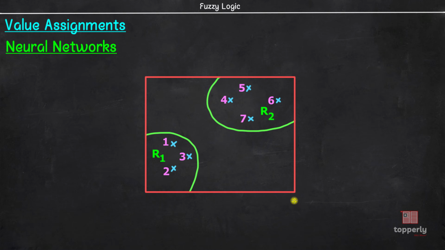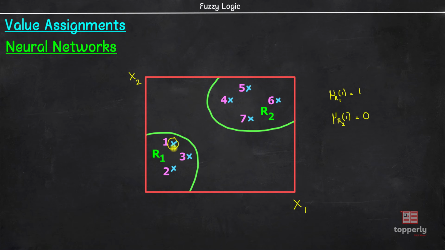Consider a Cartesian space x1, x2, and we have two regions R1 and R2 in this space. Now there are many points in this x1 x2 space. Let us consider one such point. As you can clearly see, this point lies in the region R1. So the membership value of this point in the region R1 is 1 and the membership value of that same point in the region R2 is 0.